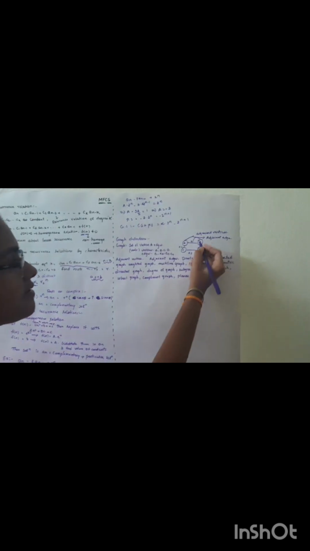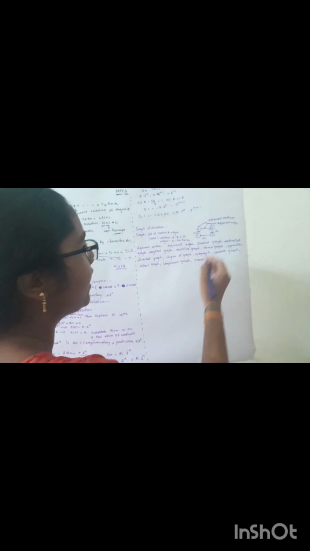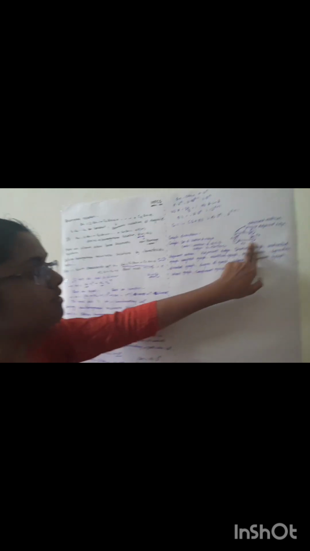Next, directed graph. If the edge between two vertices is directed, then it is said to be the directed graph. That means a graph with directed edges is said to be the directed graph. Here all the edges between the vertices are directed, so it is said to be the directed graph.